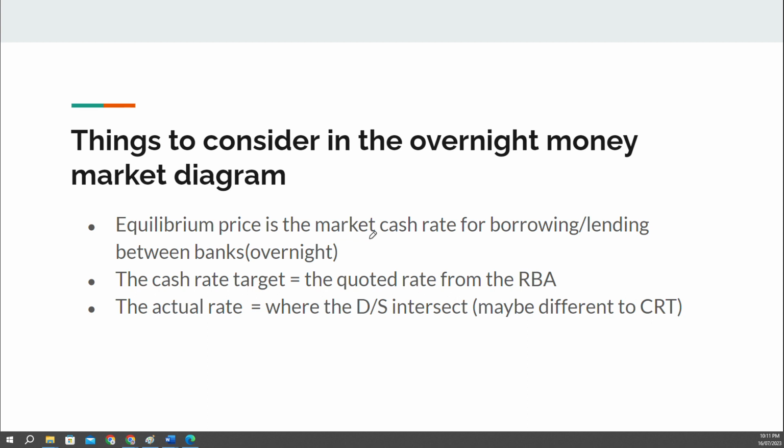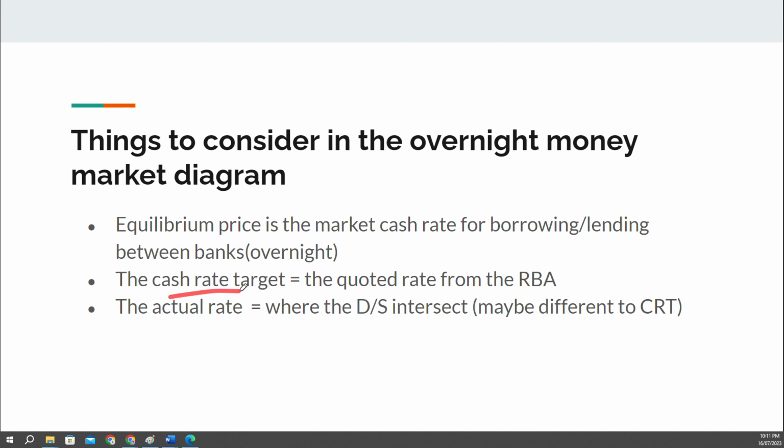And you can go on the RBA's website and look up the actual cash rate data. They record it every day. And sometimes it's above the target cash rate. Sometimes it's below the target cash rate, just like I showed you on the demand and supply diagram.